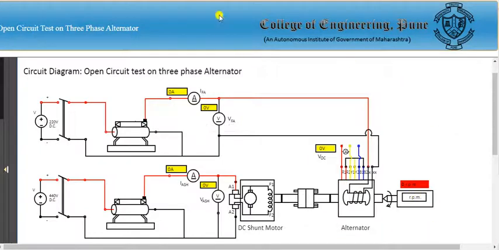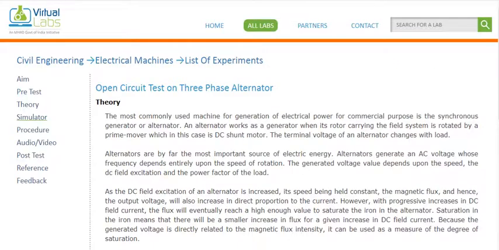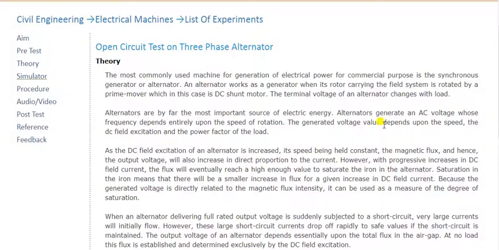First we see why the open circuit test is performed. This is the theory part. The most commonly used machine for generation of electrical power for commercial purpose is the synchronous generator or alternator. An alternator works as a generator when its rotor carries the field system. The field system is rotated by a prime mover, which in this case is a DC shunt motor, and the terminal voltage of the alternator changes with the load.